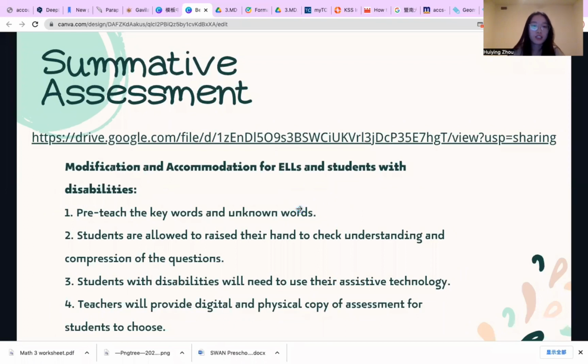And now the modifications and accommodations for ELLs and students with disabilities. First, I will pre-teach the keywords and unknown words for ELLs, and students are allowed to raise their hand during the assessment to check their understanding and comprehension of the questions. Students with disabilities will use their assistive technology, and the teacher will provide a digital and physical copy of the assessment for students to choose.